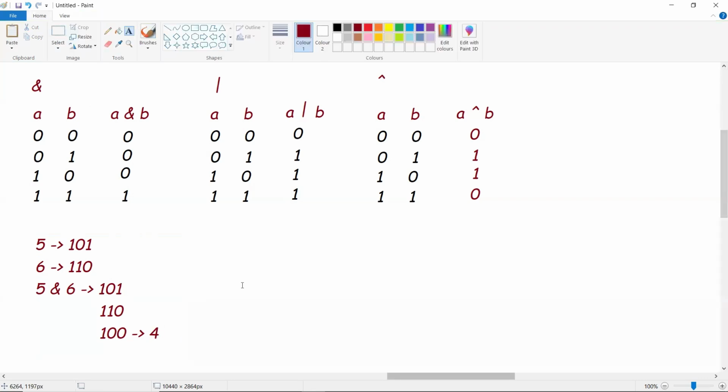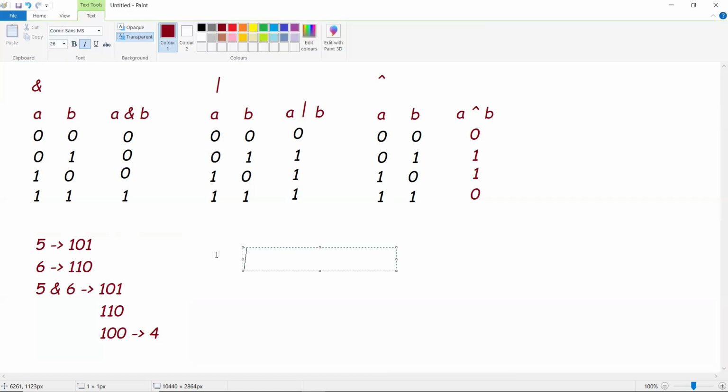So let's also do the same for 5 OR 6. Let's see what we get. 5 is the same 101. For 6, we go for 110. If either bit is 1, the output would be 1. So the output will be 1, 1, 1: in the first position you have a 1, in the second position 0 and 1 gives 1, and in the last 1 and 0 gives 1. So the answer would be 7. So this is with respect to 5 OR 6.